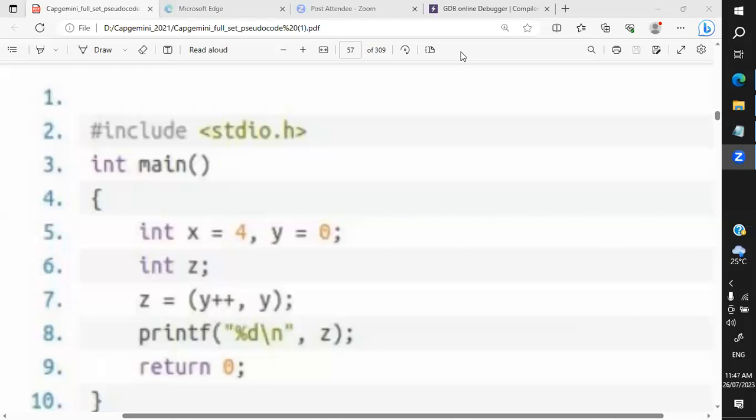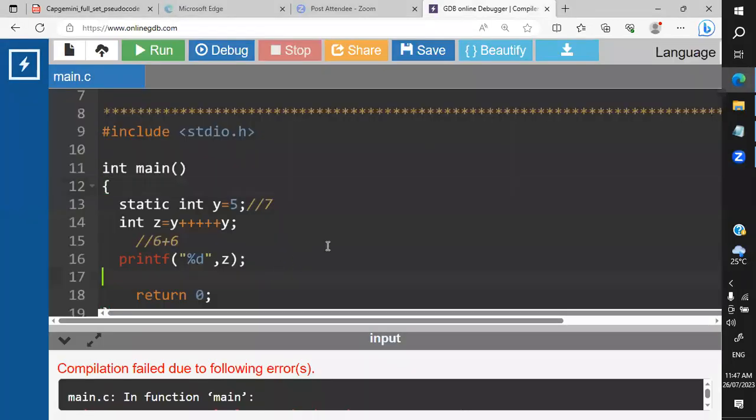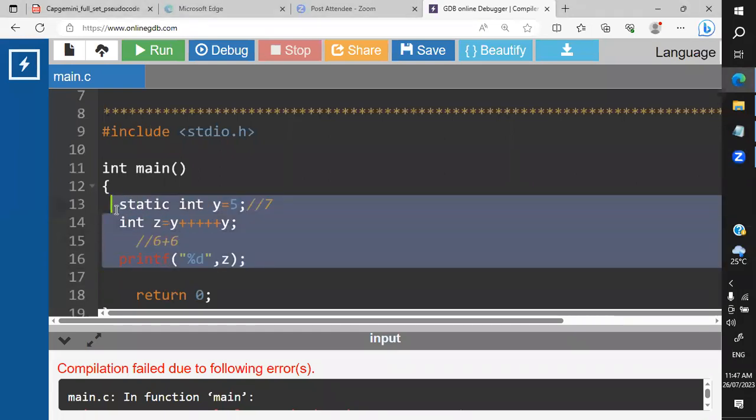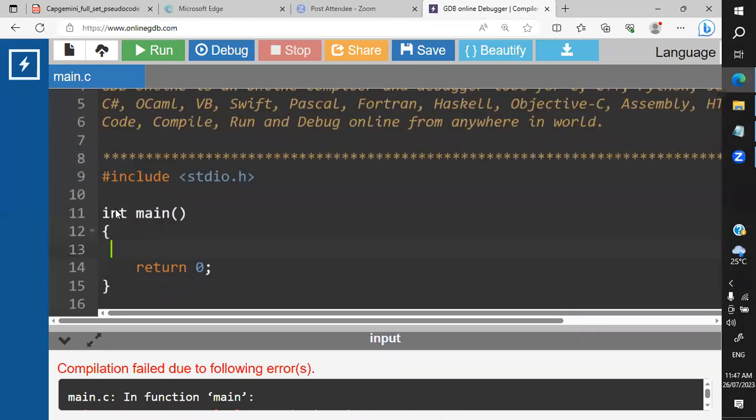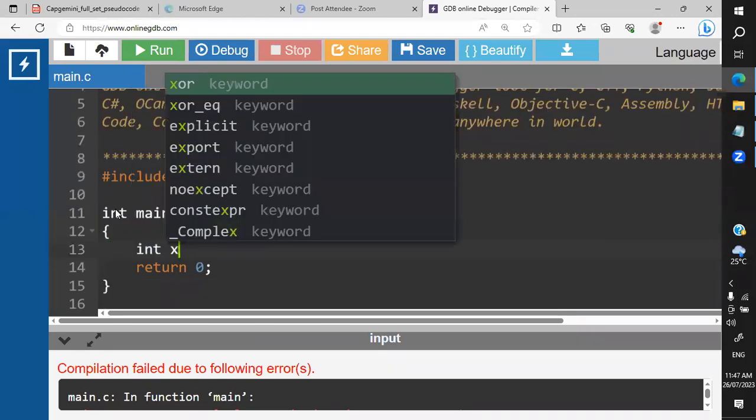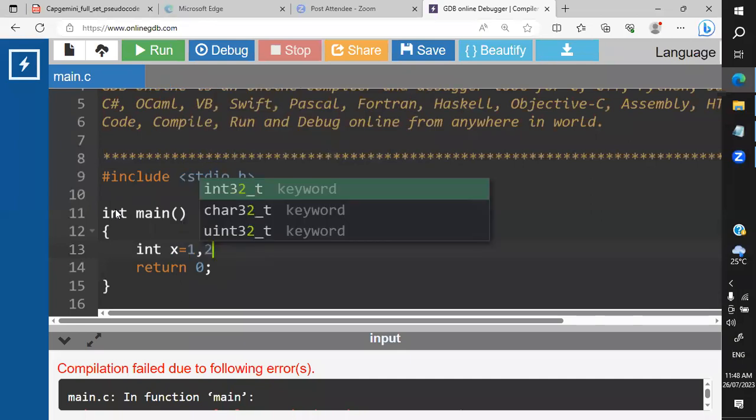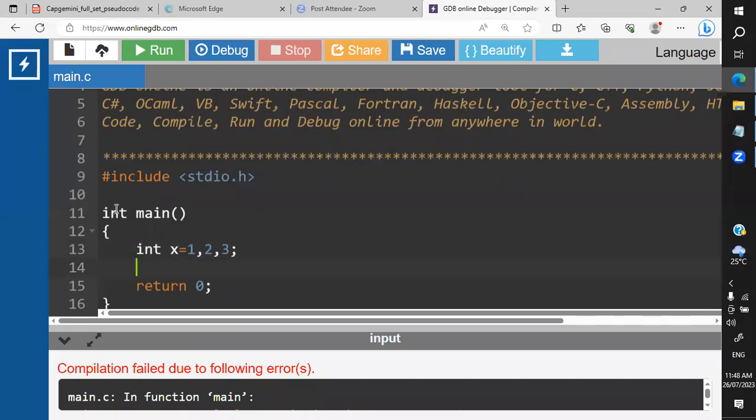Boys and girls, just tell me, in C language, can I write comma separated values directly? Is it allowed normally? For example, can I write like this: int x equals 1, 2, 3. Can I write this or not? Will this be executed or will it give an error? Okay, majority says error. Yes, it will give an error.